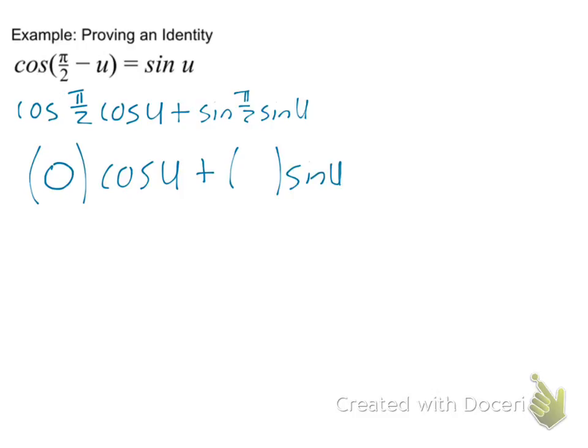Don't all answer at once. Sine of pi over 2, 1. 0 times anything is 0, so that's gone. And 1 times sine u is sine u, which equals the sine u from above. Check. We just proved that the co-function identity works. On your worksheet, you have a few of those. So it's basically using the addition or subtraction formulas, expand it, work it out, you find out that it works out just fine. Any questions?